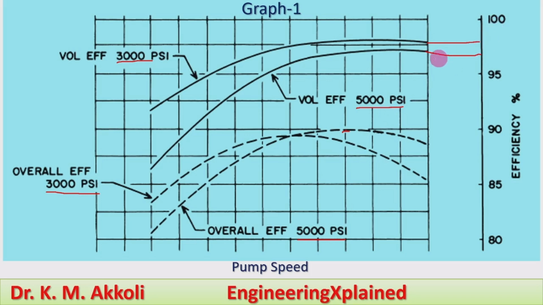That is 98% of the volumetric efficiency we can get for the 3000 psi pressure. This is the graph which shows the variation of these two efficiencies with the pump speed at two rated pressures, 3000 psi and 5000 psi.